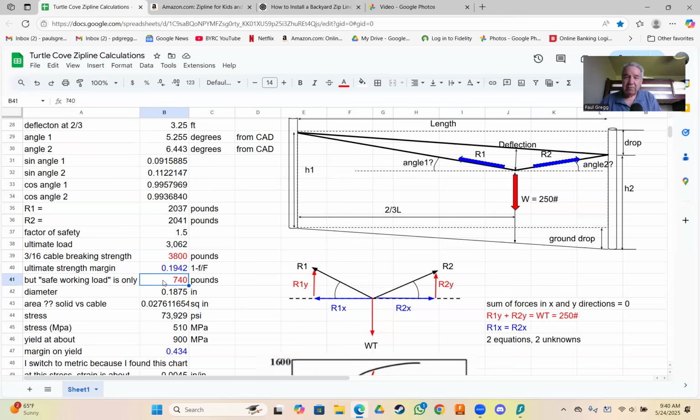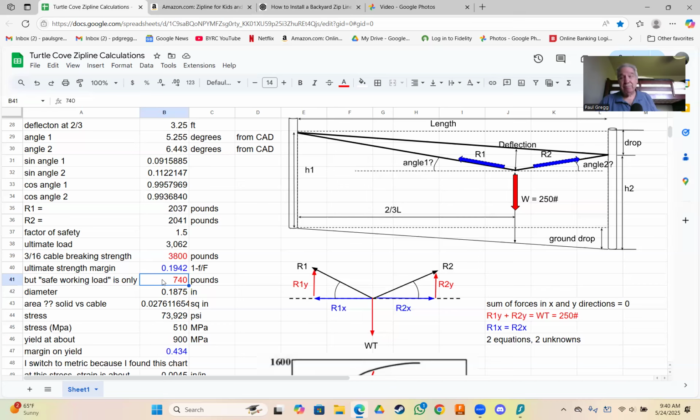Here's what's interesting, though. If you go online and say, I got a 3/16 galvanized steel cable, what's the strength of it? And they'll say, yeah, the strength is 3,800 pounds, but the safe working load, and every one of them will tell you this, is 740 pounds. And you think, wait a minute, I'm putting 2,000 pounds in this cable, and they're telling me the safe working load is only 740 pounds. So what am I doing?